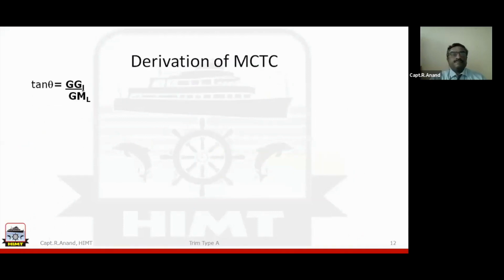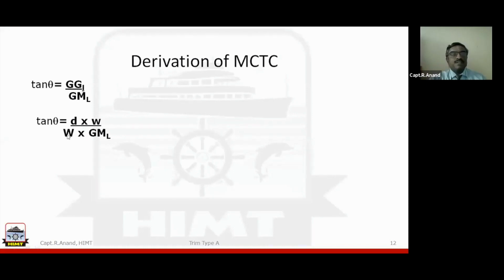So let's go step by step now. What we got first was tan theta is GG1 by GML, and GG1 is the longitudinal shift of G. What was causing this GG1 shift? It was that weight which was shifted. So the formula for GG1 is dW by W, and here we are talking about longitudinal shift of weight. So d represents the distance by which the weight was shifted. W is the weight which has been shifted.